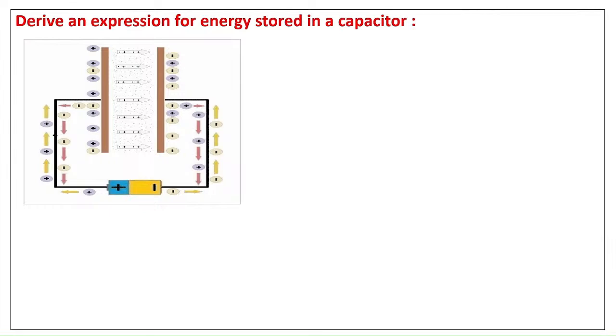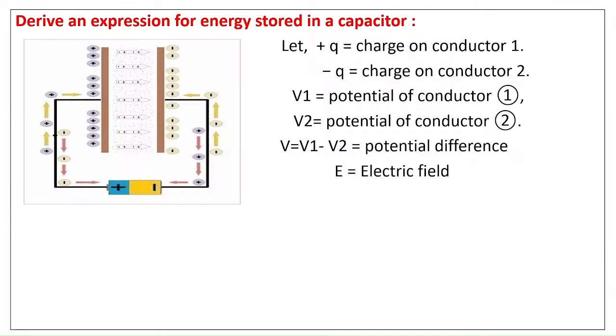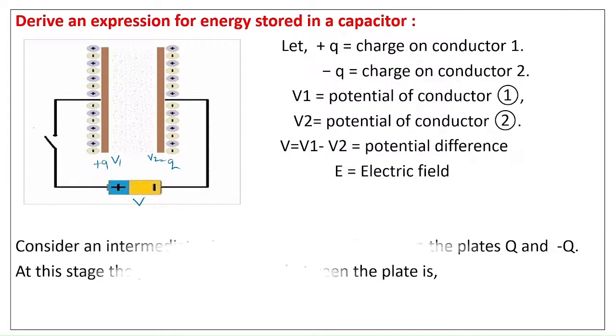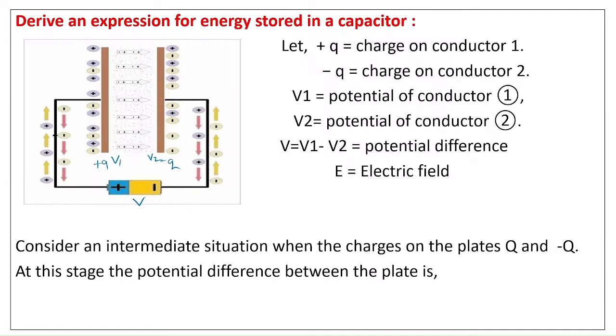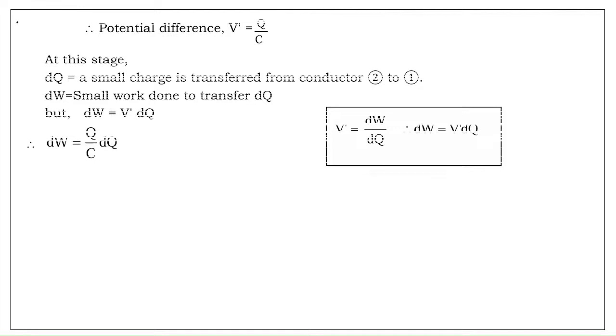Derive an expression for energy stored in a capacitor. Let plus Q and minus Q be the charge on conductor 1 and 2 respectively. V1 and V2 be the potential of conductor 1 and 2 respectively. E be the electric field. Consider a capacitor which is initially uncharged. When a battery is connected across the capacitor, the charge transfers from one plate to another plate as shown in the figure, bit by bit in small amounts dq from 0 to q.